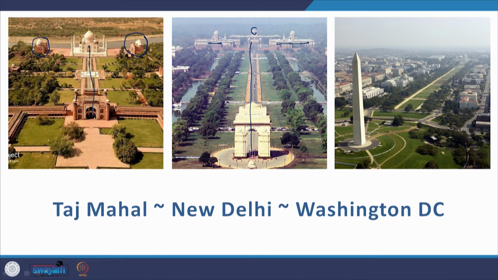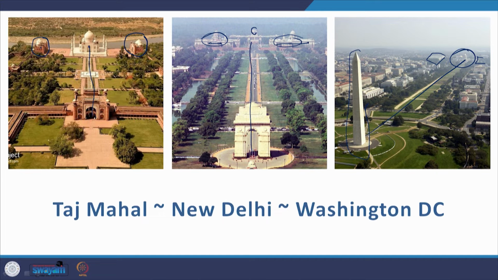And here in Washington DC, you have the Washington Monument, and you have a strong axis towards the Capitol building. Now, the Capitol building itself has two symmetrical blocks which are connected to the main Capitol building on either side. Just as there are these two symmetrical buildings on either side of the Taj Mahal, you have the secretariat blocks on either side of the Rashtrapati Bhavan.